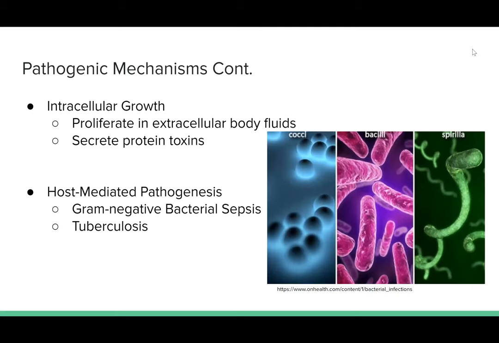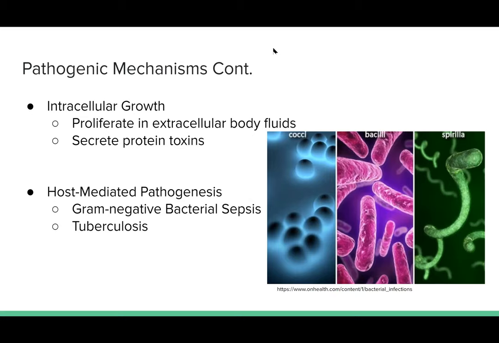So, pathogenic mechanisms continued. Intracellular growth. During intracellular growth, bacteria multiply and grow in the host's extracellular body fluids. Other times, bacteria won't penetrate body tissues, but rather stick to the epithelial body surface and secrete proteins that will inhibit those specific functions. Host-mediated pathogenesis occurs when the body basically cannot distinguish if the infection is bacterial or if it is a host immune response.